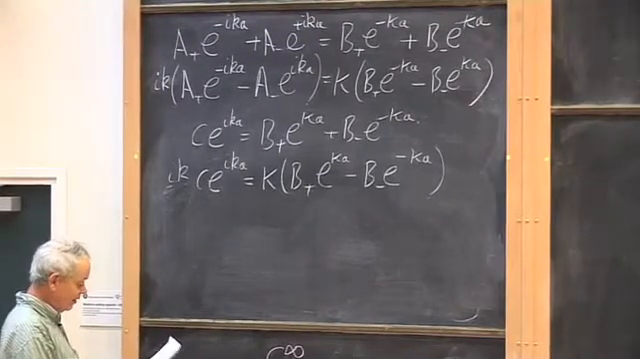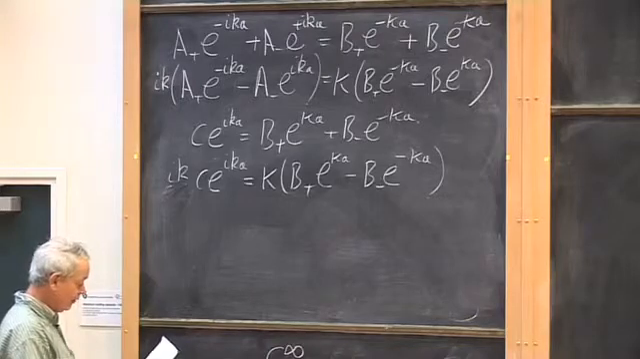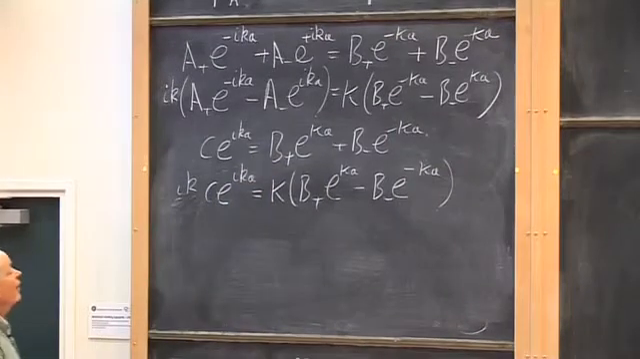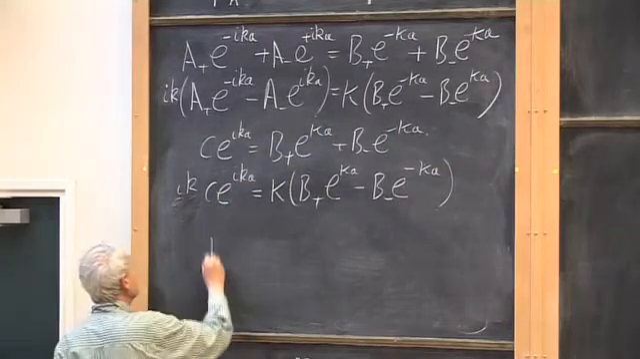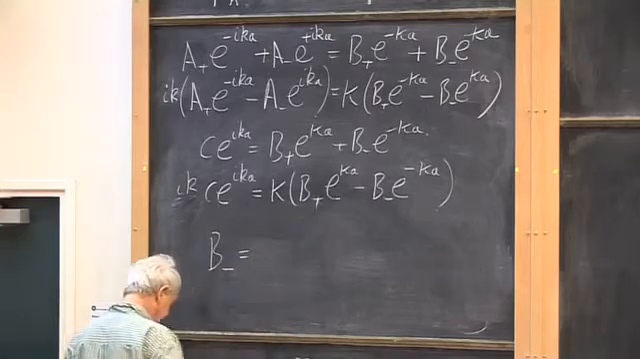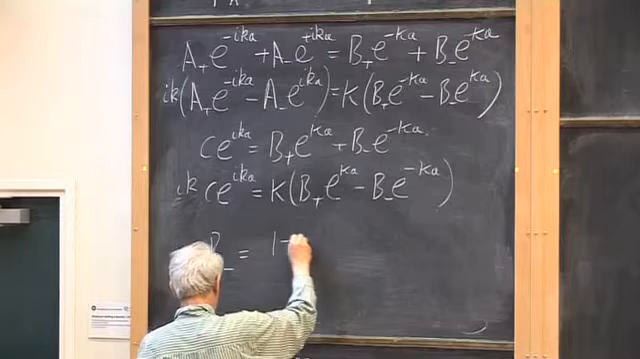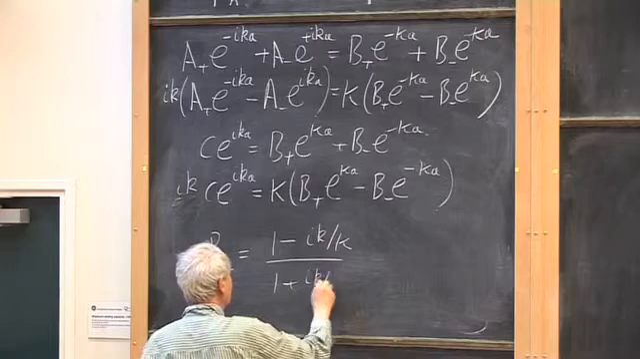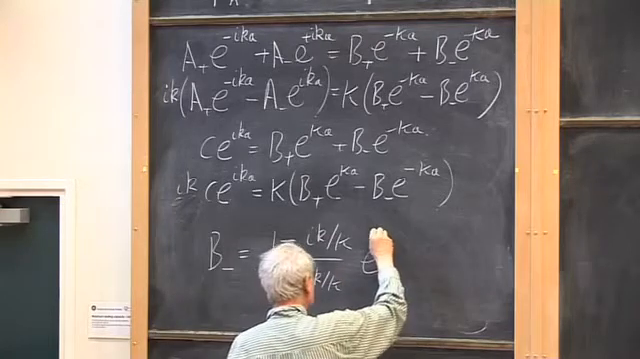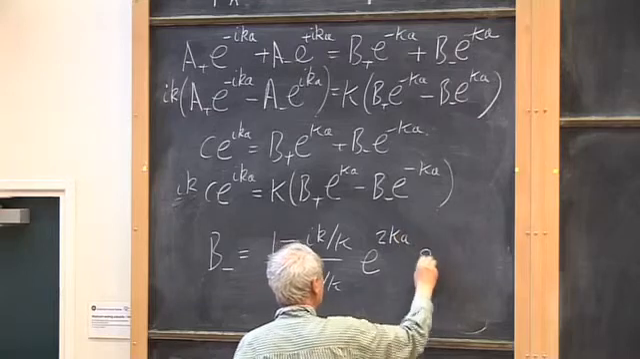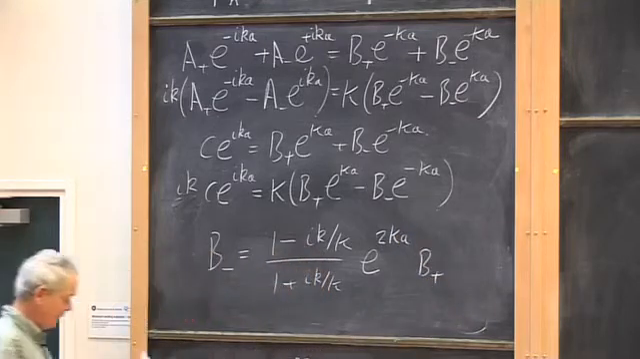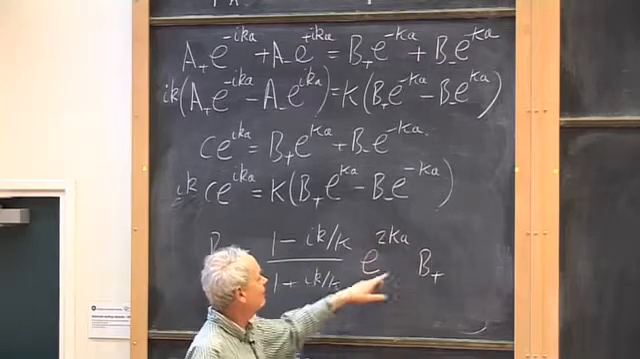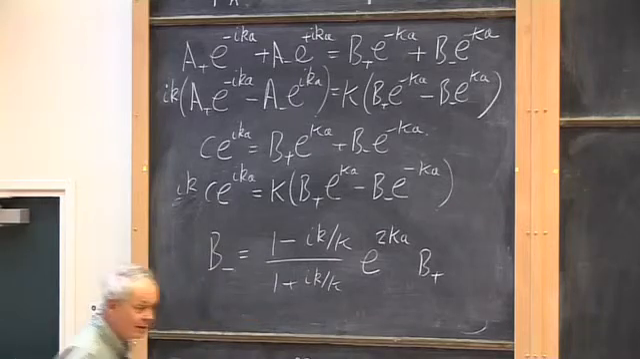And in fact, I find that there's a typo right there in equation 540 in the book, because when you do eliminate between these two equations here to find the relationship between B minus and B plus, it should be that B minus is (1 minus ik over K) over (1 plus ik over K) times e to the 2Ka times B plus. So that differs from what's in the book, partly by arrangement of this, but more importantly by this having been left out. That got slipped out in doing the typesetting.